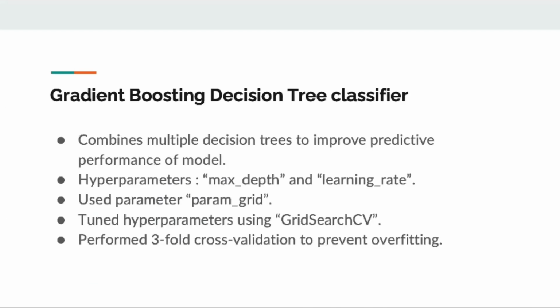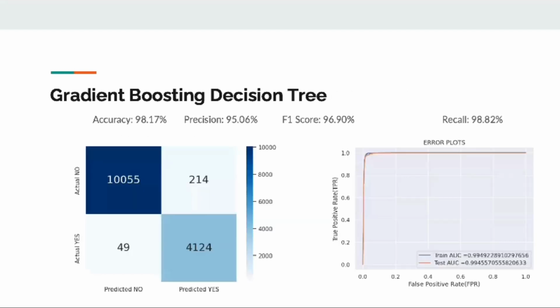The gradient boosting decision tree classifier, an ensemble technique, combined trees for improved performance. Hyperparameter tuning with cross-validation and grid search resulted in an accuracy of 98.17%.